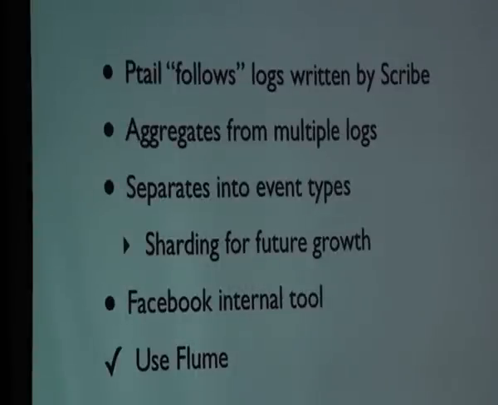The filter layer, now you basically have to do something. In ptail, what they use with Scribe, it's actually following the logs. It's the typical tail that you know from your Unix or Linux operating system where you follow a log file, you do a tail -f or whatever. That basically follows these files coming out of Scribe, and it separates them into different events. Again, this is internal, you can't use ptail, but you could use Flume. Flume has a little filter language that you can use to split up traffic.